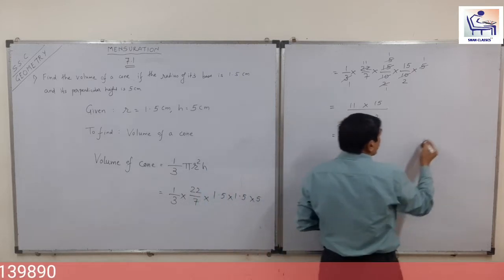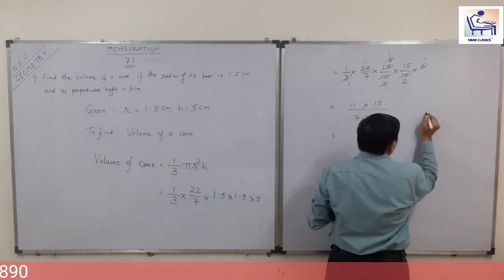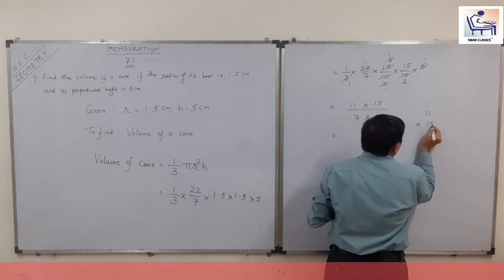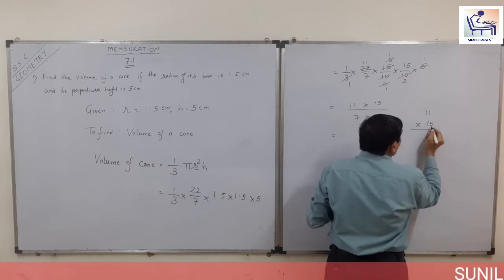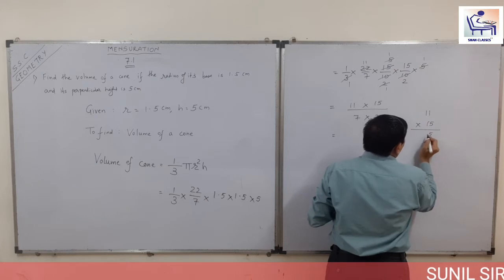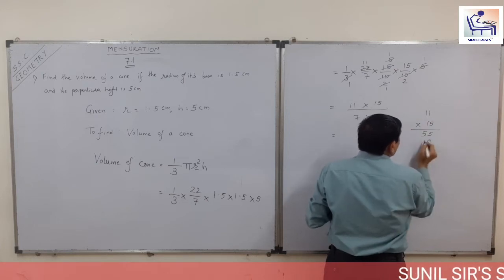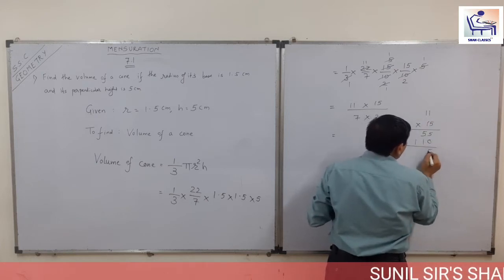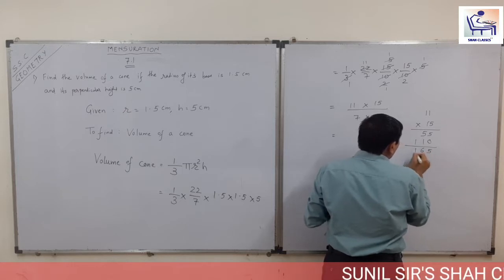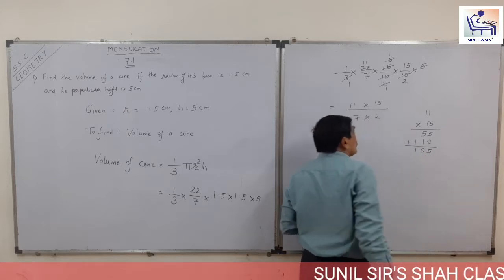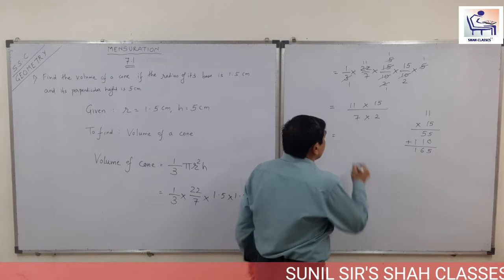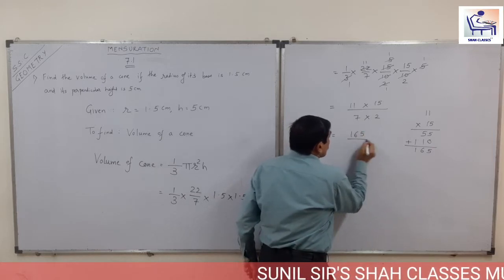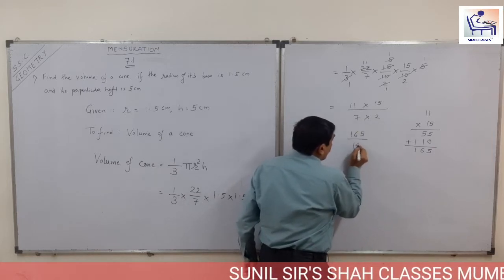Here we are getting, let's see. So 11 into 15. Okay, 5 ones are 5. Then 5 ones are 5 again. 1 ones are 1 and 1 ones are 1. So here 5, 5 plus 1, 6 and 1. So we got here 165. And 7 2s are 14.